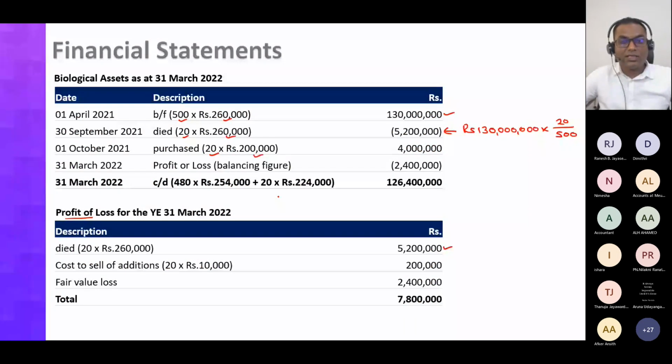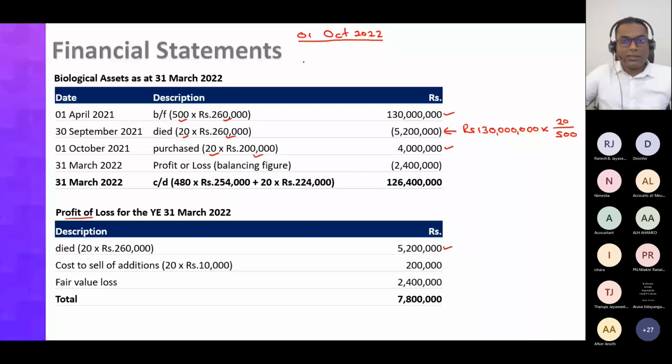200,000 rupees into 20 cows, which is how much? 4 million. Okay, can anybody tell me what is the double entry that I need to pass here? Now, obviously, if I write the double entry over here at the top for this particular transaction, which has happened on 1st October 2021, right? There's a transaction happened.